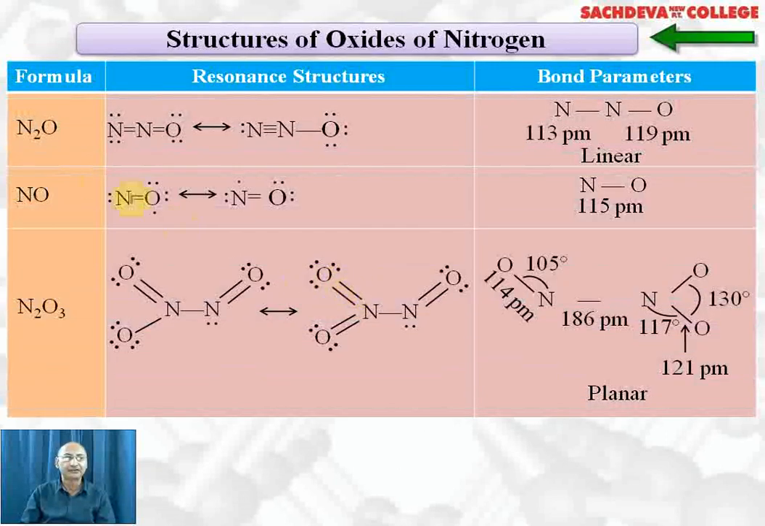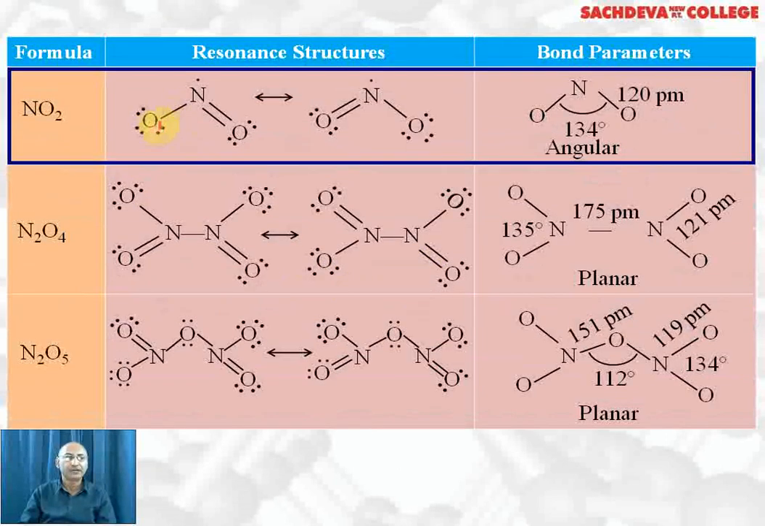Structure of oxides of nitrogen. NO2 has one coordinate bond and one double bond. In the resonating structure, this will become a double bond and this will be a coordinate bond. And this odd electron makes it paramagnetic in nature. Bond angle is 134 degrees. And bond length is equal due to resonance, 120 picometer.